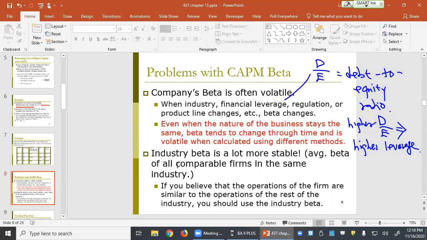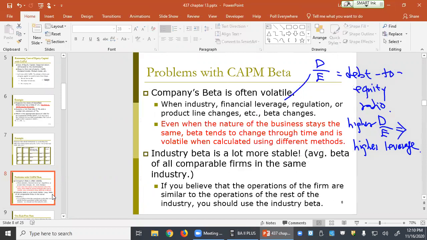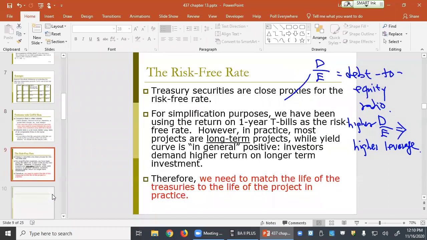So in our case analysis, we'll have to find ways to identify, in this case, only one comparable firm from a group of major competitors in the same industry. So find a comparable firm that resembles our company the most, then calculate the beta of that comparable firm. Then use that beta to calculate cost of equity. So that's what we're going to do in the case analysis.